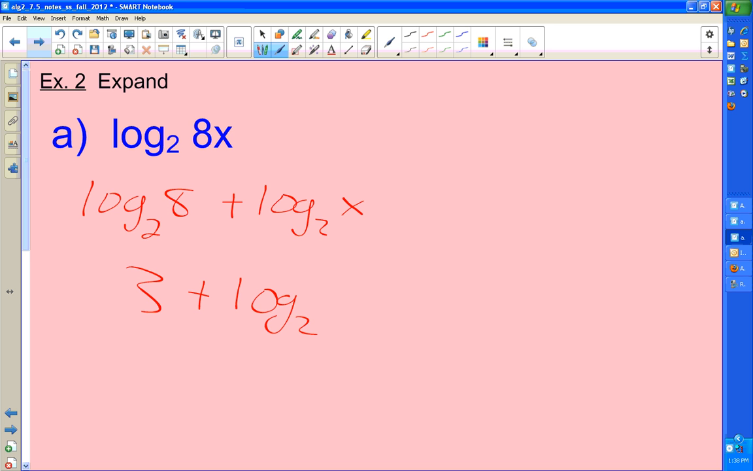You need to know your definition of a log. A lot of you are kind of skirting that. Yeah, I kind of get it, but not really. You need to understand log base 2 of 8, that's an exponent. The exponent is saying 2 to what power is 8? Well, that one's 3. If this is a 7, then you're done. But it's not. It's an 8. So you put 3 plus log base 2 of x. If you can simplify, you simplify.